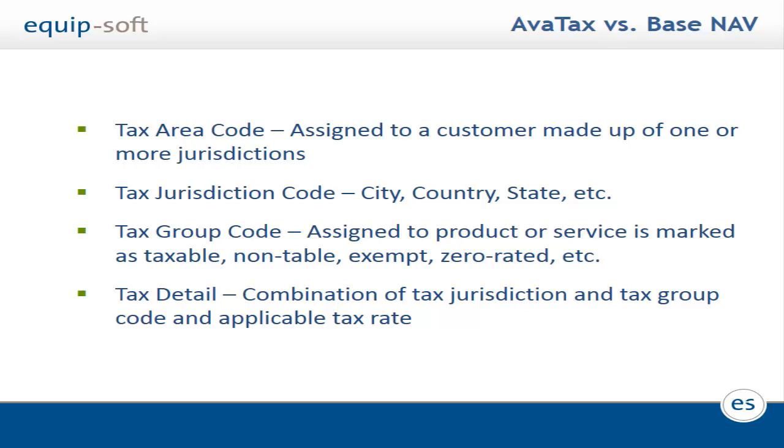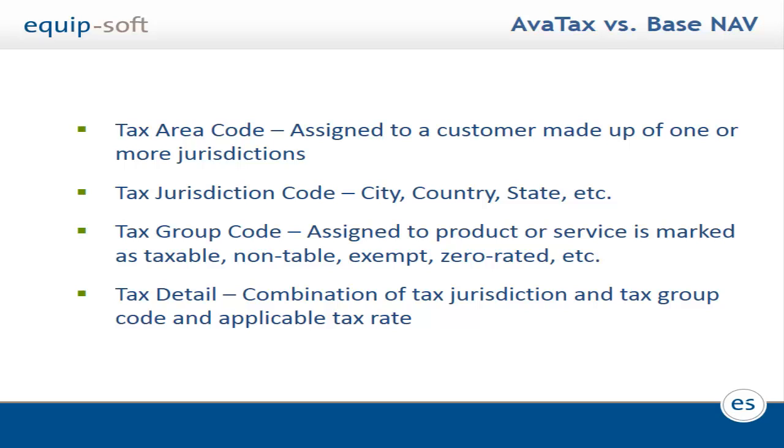The third element here is the tax group code, which we assign to products or services. In other words, is this part, regardless of who I sell it to, taxable or not? But let's face it, we know for a fact that some customers might be non-taxable, some customers might be taxable, again, depending on the state or the jurisdiction. The tax detail, on the other hand, holds your combination of jurisdiction, in other words, the city, county, state, and the tax group code. So is the county taxable, yes or no? Is the city taxable, yes or no? And the applicable tax rate.